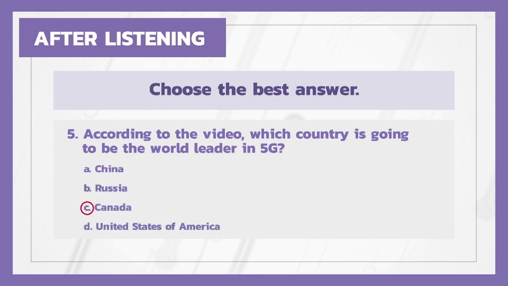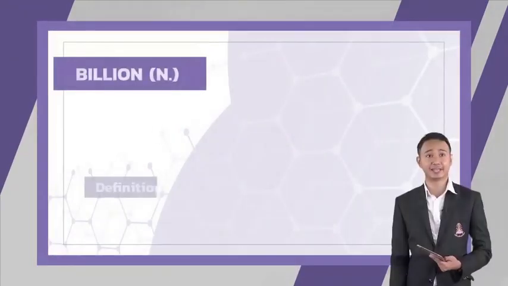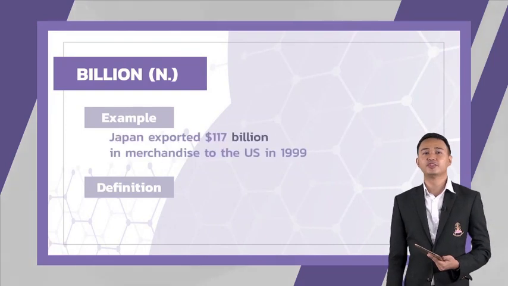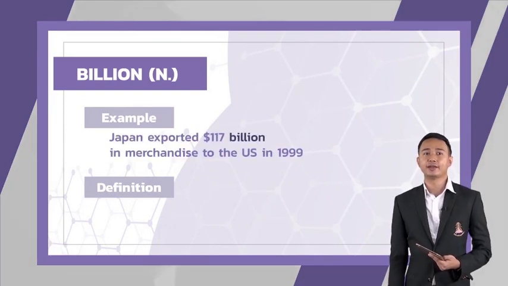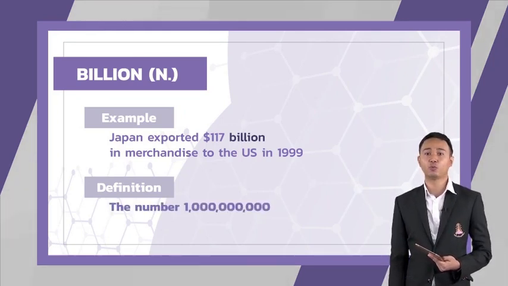Canada. Okay. So after practicing our listening skill, we're gonna see a list of interesting vocab nouns. And what is that? Let's see. The first word is billion. For example, Japan exported $117 billion in merchandise to the US in 1999. Can you guess the meaning? Okay. It means the number of 1,000 millions.